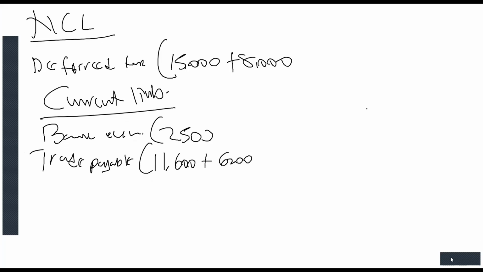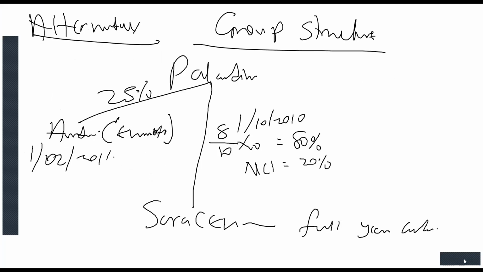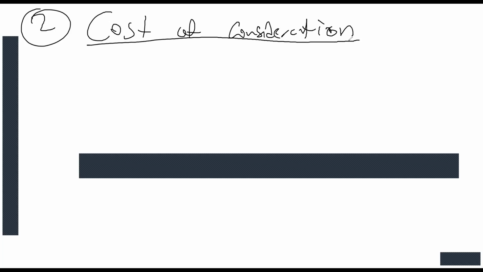And when we are done like this, you see, we are now done with workings 1, the group structure. Go to workings 2, cost of consideration. Once you are doing financial position, this should be your workings 2, cost of consideration.